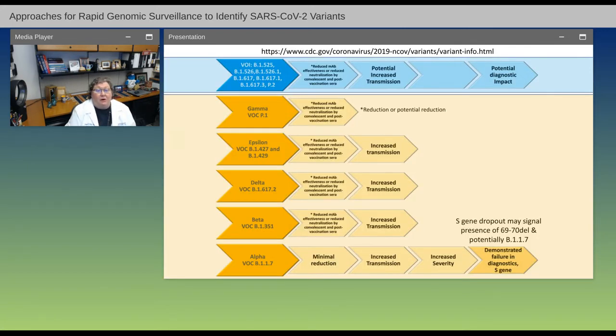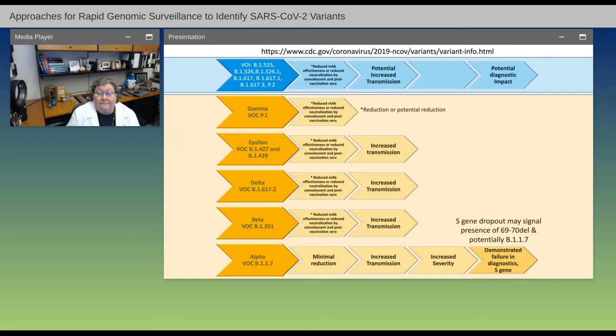Here are the variants of concern, and these are the variants of interest, just listed for you so that you know what they are: the P1, the B.1.427 and 429, the Delta variant, which we hear about in the news from India, the Beta, and the Alpha.